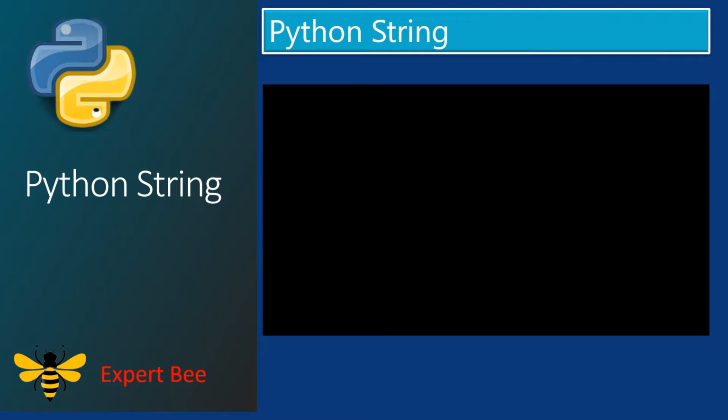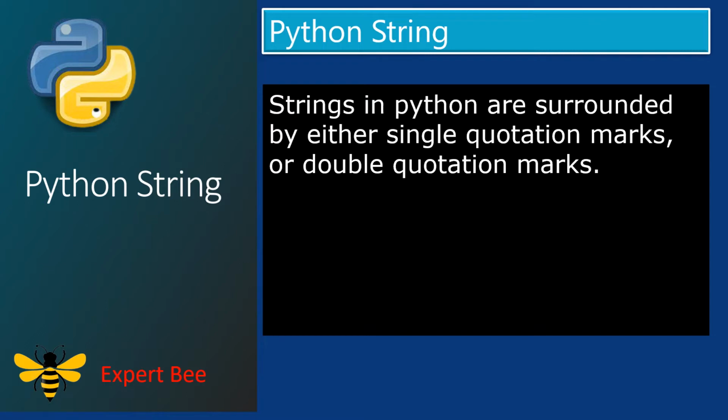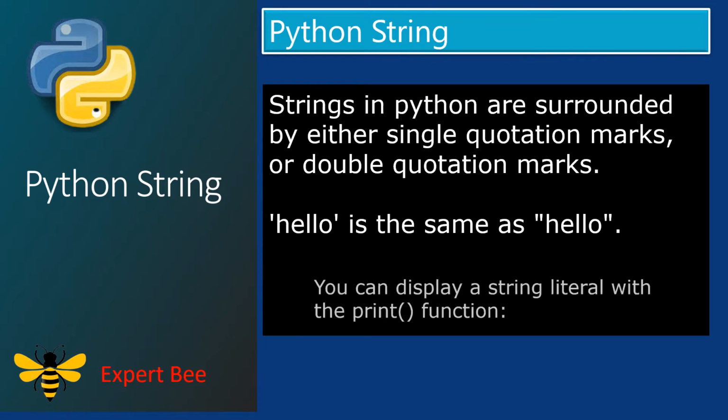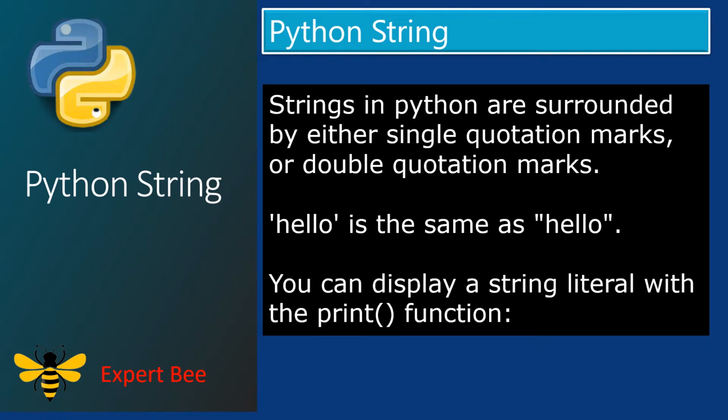Well, in Python, a string is a sequence of Unicode characters. Strings in Python are surrounded by either single quotation marks or double quotation marks. For example, 'hello' is the same as "hello". You can display a string literal with the print function.